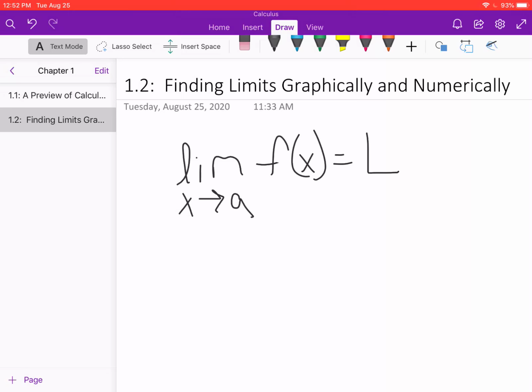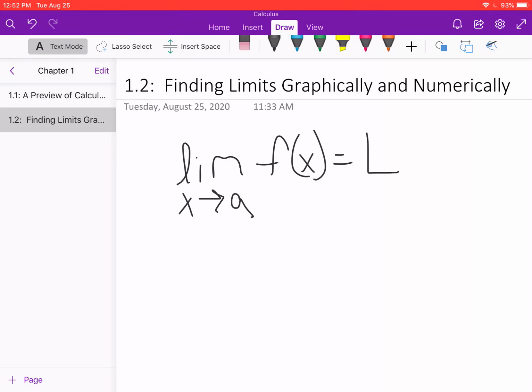So what this is actually saying is, as x gets closer and closer and closer to this value a, what does the function approach? So as the x value changes, what happens to y?